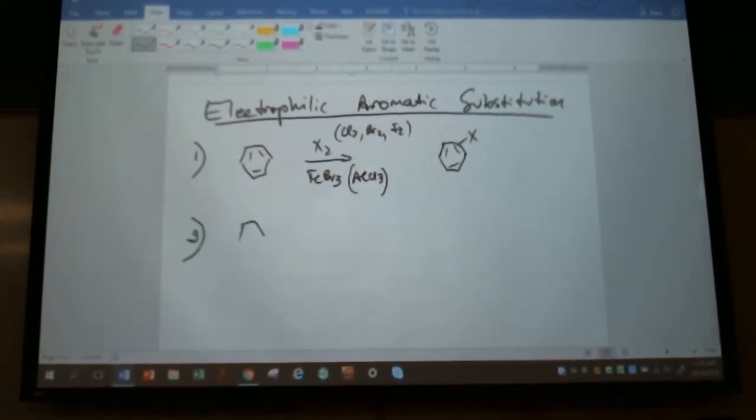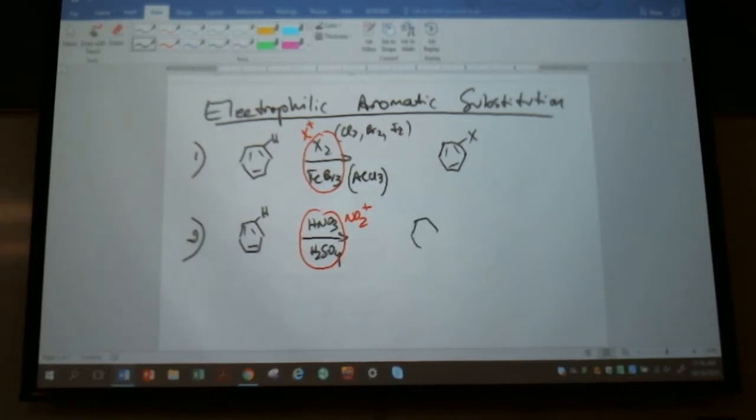2, you're going to have your benzene ring, put a mixture of nitric and sulfuric acid. The combination of these two effectively forms NO2 plus, a nitronium ion. And then your nitronium ion reacts, and we're going to substitute that hydrogen for NO2 and form nitrobenzene.